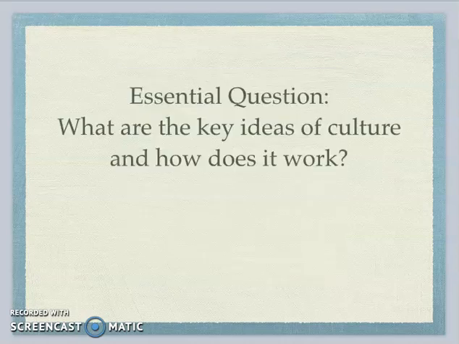So before we do that, let's go ahead and write down our essential questions. Remember, we're going to answer this question in our summary at the end of the video. And our essential question is: what are the key ideas of culture and how does it work? Okay, so remember, if you don't have enough time to write stuff down as the video goes, you can just go ahead and pause it and get caught up. So now that hopefully you've had the essential question written, let's go to our first slide.